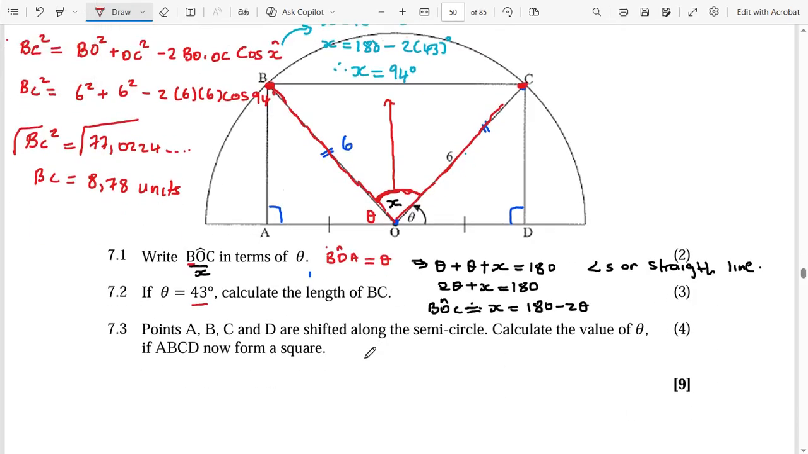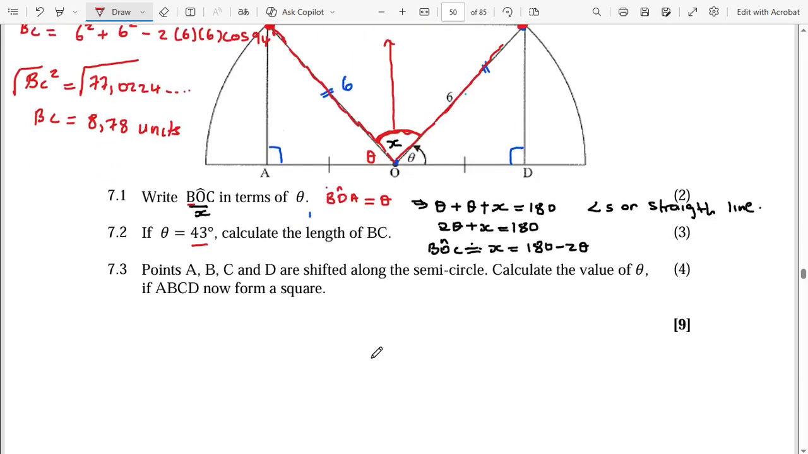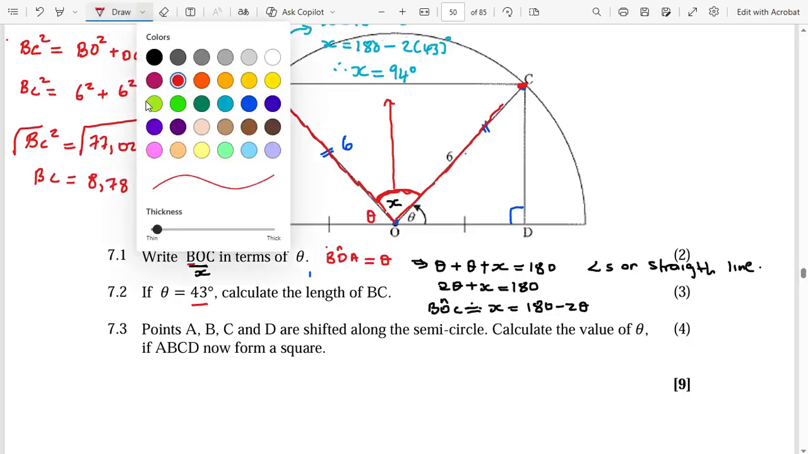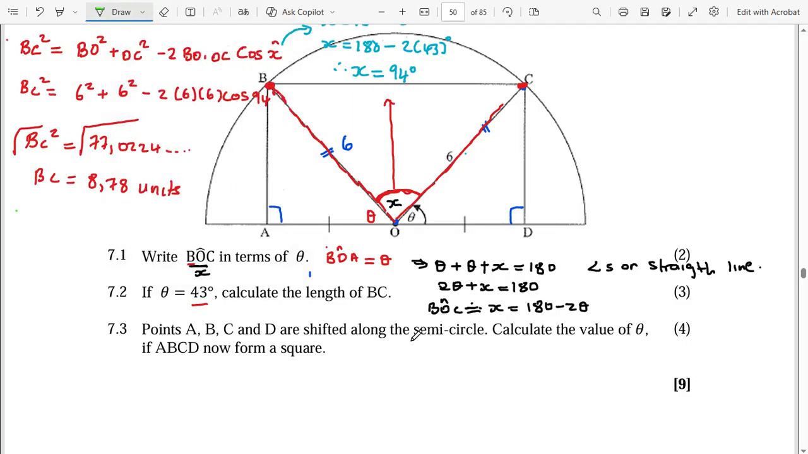Okay, so now on the last question, this is 4 marks. Let's look at what we have here. 7.3 says that points A, B, C, and D are shifted along the semicircle. They want you to calculate the value of theta if A, B, C, D now forms a square. Let me explain why they are telling you that ABCD forms a square. So I need you to think about this. What will happen if ABCD forms a square?